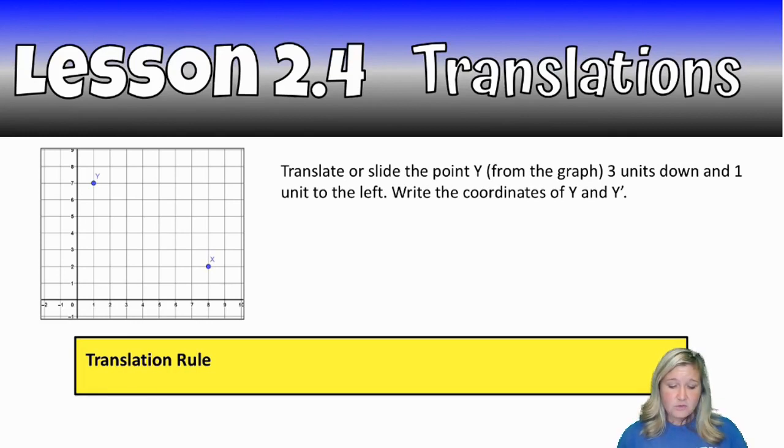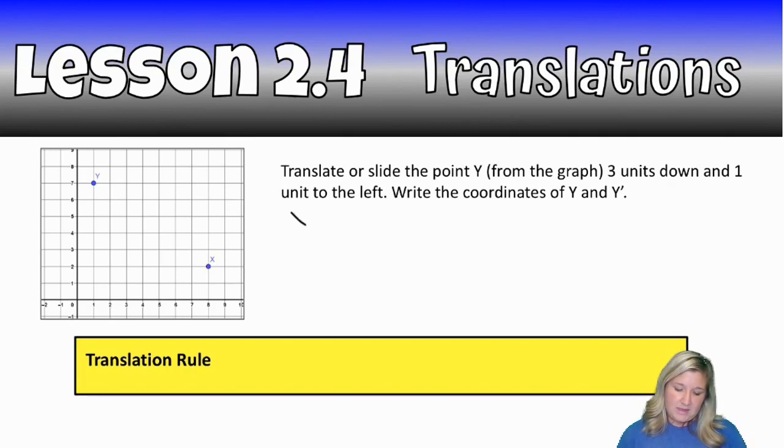So let's take a look. We're going to translate, or slide. So a translation is a slide. So just a shift right or left and then up or down. And then point Y from the graph over here to the left, we're going to move that 3 units down and 1 unit to the left. And we're going to write the coordinates of Y and then the coordinates of Y prime.